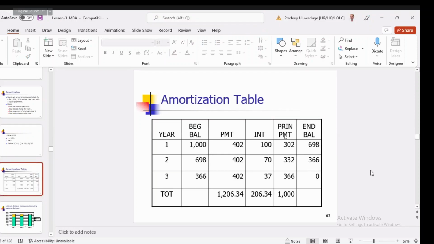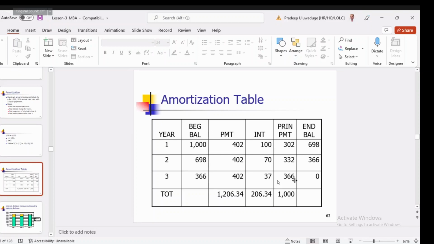So at the beginning of the third year, the balance in the loan account is 366 in terms of the principal. On this, we will calculate 10% interest. 10% interest is 36.60, so we round it off to 37 rupees. Right? In the 402 installment payment, 37 is included as interest for the 366, which is the opening balance in the third year. So the balance of 366 we pay as the principal. 366 plus 37 gives us 402 rupees, and we complete the payment of the loan.